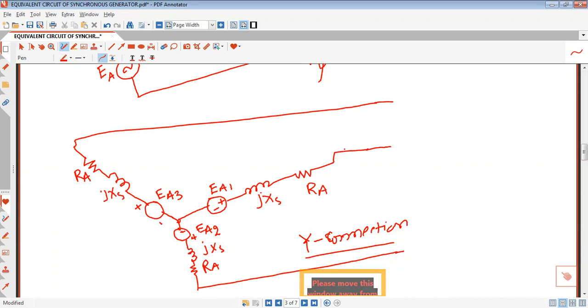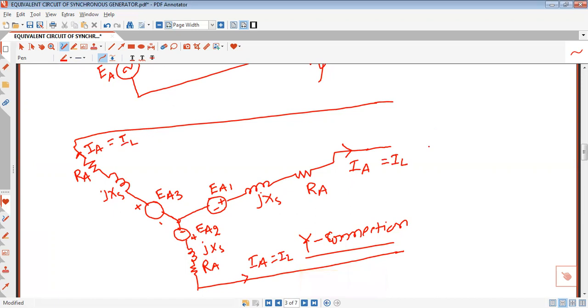In a star connection, this is the current flowing outside, called IA. This is one phase, and for a balanced system all the currents will be the same in magnitude. Here IA is also flowing, and this is also called the line current. The phase current is equal to the line current because it is connected in a star. This is the equivalent circuit we have got by considering the armature reaction and the inductance of the armature. So this is all about the equivalent circuit.